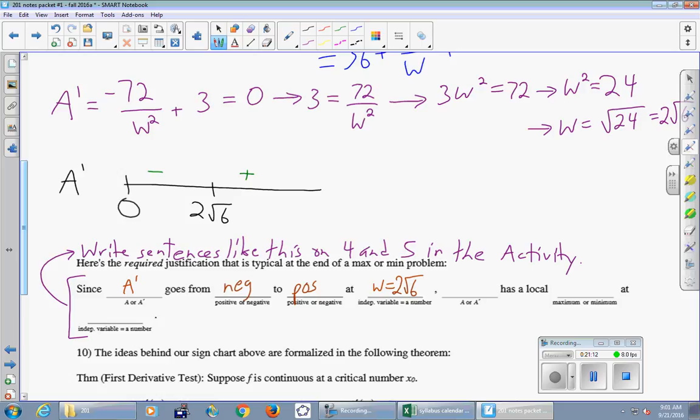Which function has a local max or min? A or A prime? It is A that has a local min. A. Because the slopes of the tangent lines are what we just analyzed. They were slopes of tangent lines of A. A has a local which one? Min at, and then we'll just copy that same W equals 2 root 6.